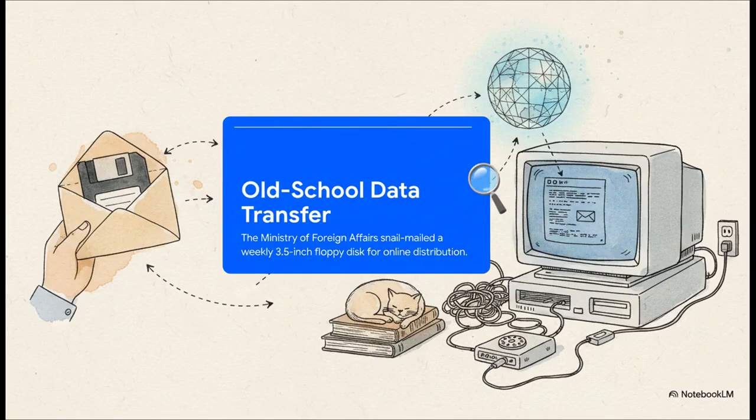And here's where you see this amazing blend of old and new tech. The news didn't arrive digitally. No way. The Ministry of Foreign Affairs physically mailed a 3.5-inch floppy disk to Paulson every single week. He would then upload it and distribute it to the whole world online.